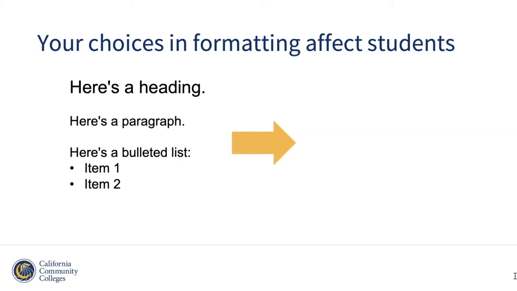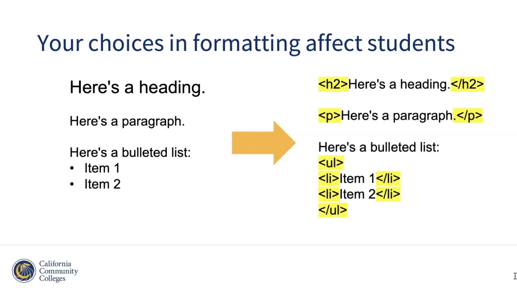The screen reader uses HTML tags that are automatically generated when we use Canvas's Rich Content Editor to correctly interpret our content. For example, on the right-hand side, this is what the screen reader interprets. The yellow highlighted items are tags. For example, the H2 tag represents a heading level 2. The UL tag represents unordered list. LI represents list item.